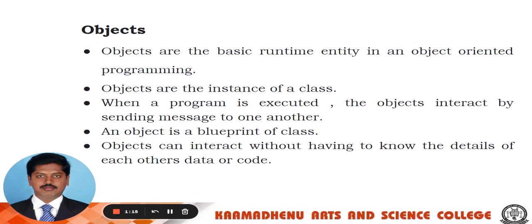First, what is an object? Objects are the basic runtime entities in an object-oriented programming. Objects are instances of a class. When a program is executed, the objects interact by sending messages to one another. An object is a blueprint of a class. Objects can interact without having to know the details of each other's data or code.